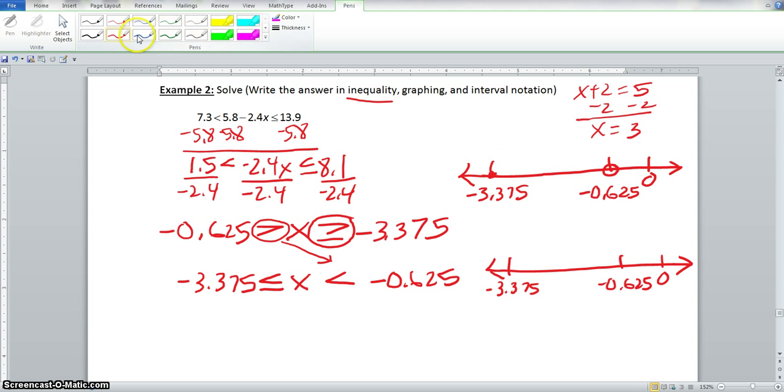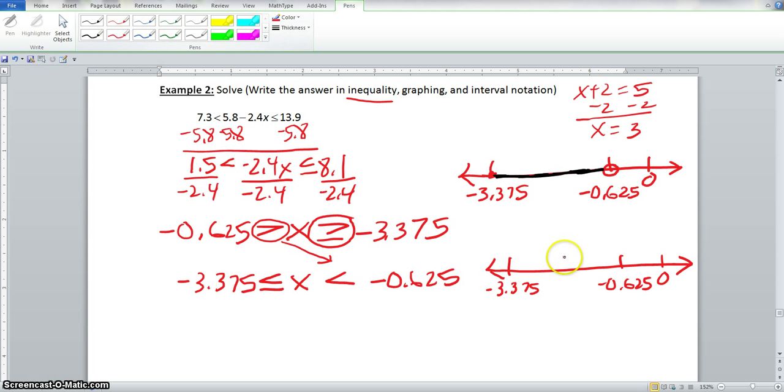So then what we would do here, and I'm going to change the color, we would connect them. Let me use black, just so you can see that we're connecting them. Okay. And that's it. There's no arrowheads here. That means that it starts here, and this is included, and it ends here without including the negative 0.625.